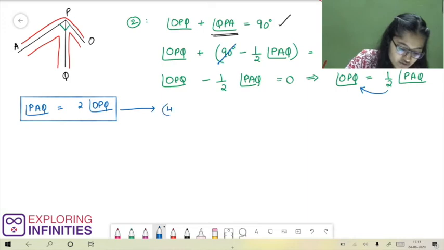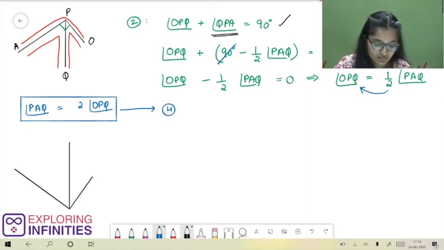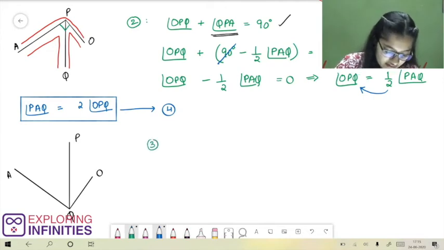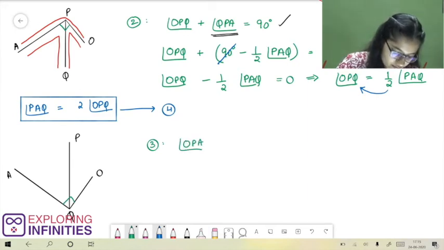Let this be equation 4. Now let us observe the angle at point Q. This will be point O, this will be P and this will be A. We have seen in equation 3 that angle OPA is 90 degrees.